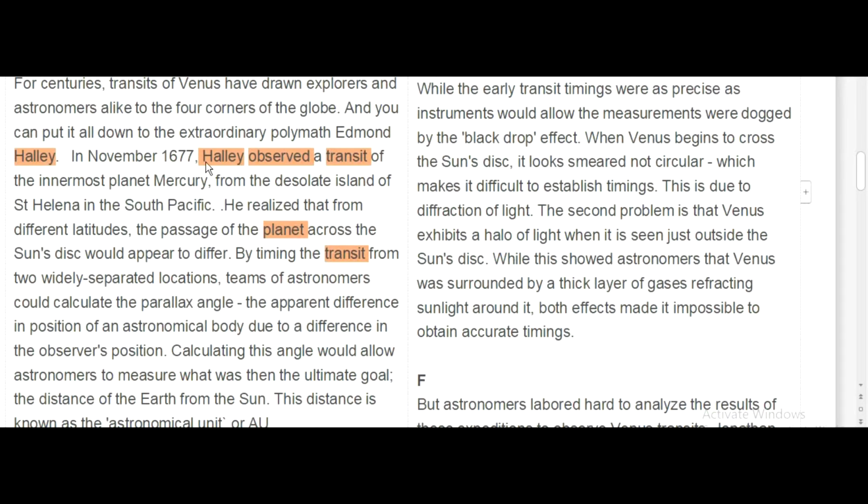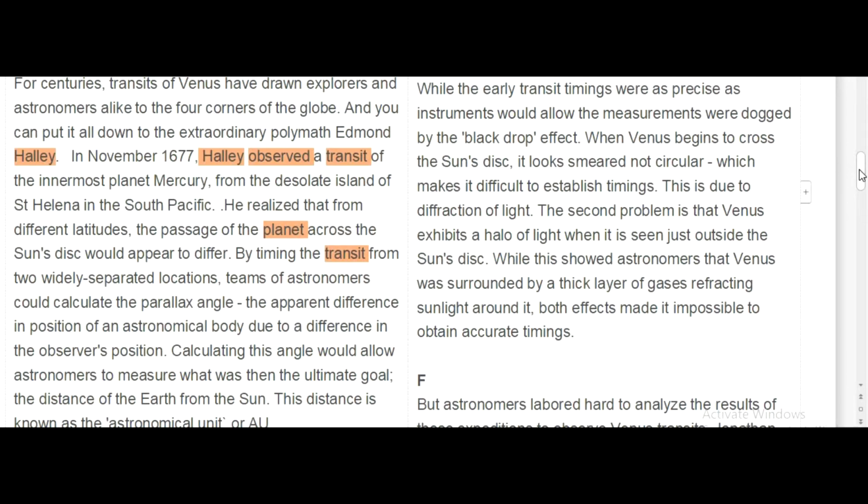In November 1677, Halley observed a transit of the innermost planet Mercury from the desolate island of St. Helena in the South Pacific. So it is talking about a planet, and Halley did observe a transit of the planet. In this case, it was Mercury, not Venus. It didn't say anything about Venus.